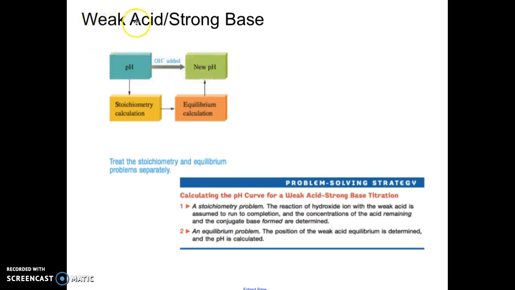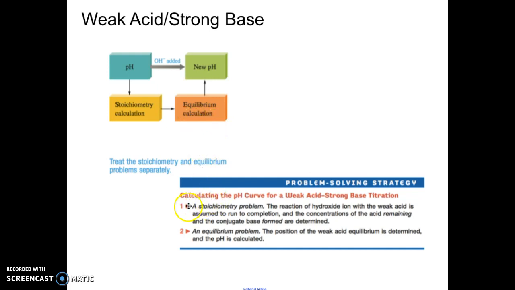Because we're dealing with a weak acid, and a weak acid makes a strong conjugate base, and you've got the hydrolysis reaction going on, there's really two pieces to this problem. You have to do a stoichiometry calculation first, and then you have to do an equilibrium calculation.